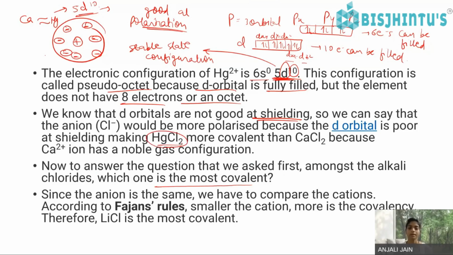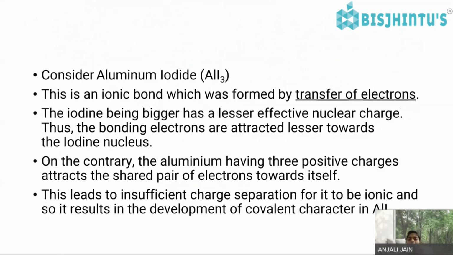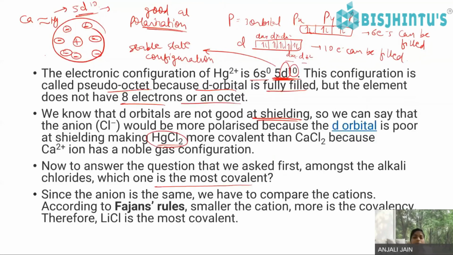Okay, since the anion is the same, we have to compare the cations according to Fajan's rules. So what is Fajan's rule? If the anions are the same, then we have to compare the cations. Okay. So smaller the cation, more is the covalent character. Okay. If the cation is small, then more is the covalent character. LiCl is more covalent because the cation is smaller, it is just having a plus one positive charge in Li.